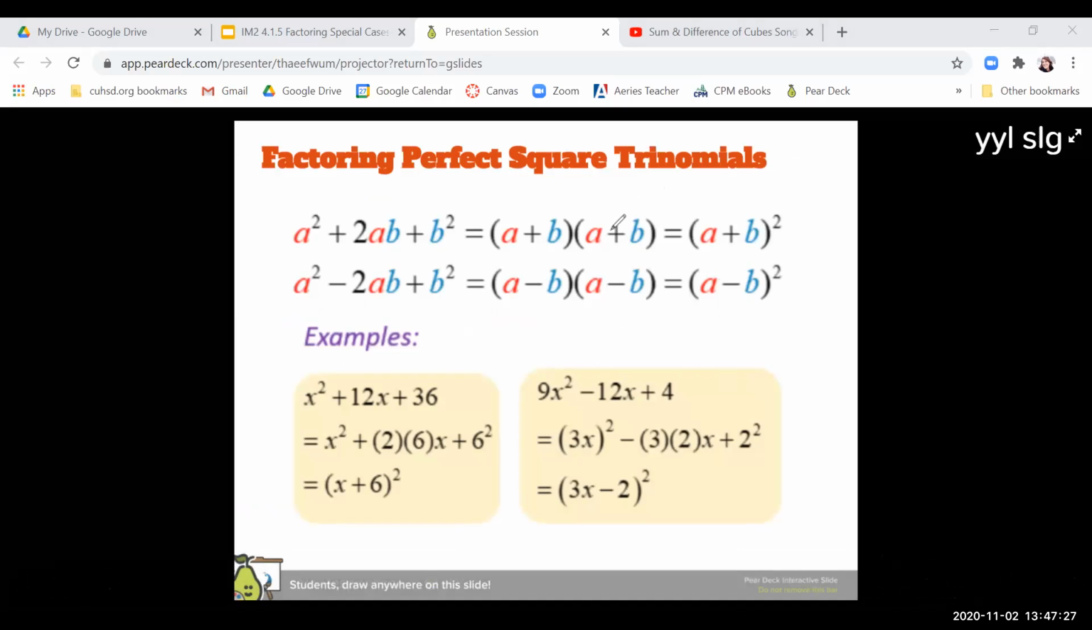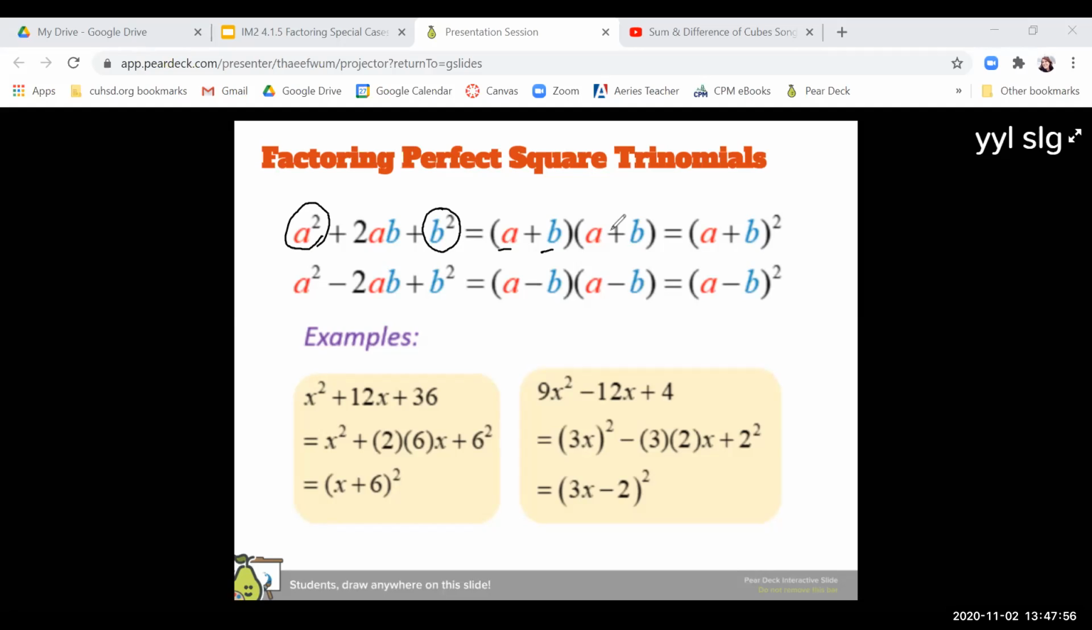So first off, we'll just concentrate on the very first line here. A squared plus 2AB plus B squared equals A plus B times A plus B, which is A plus B squared. So let's look at how the numbers relate. Notice how we have our first term here, A squared, and our last term here, B squared. And if we thought about the square root of each of those, A and B, that's what shows up here and here.